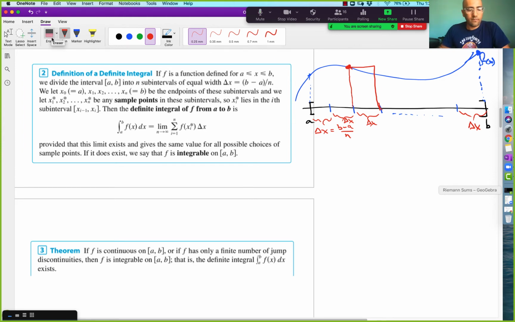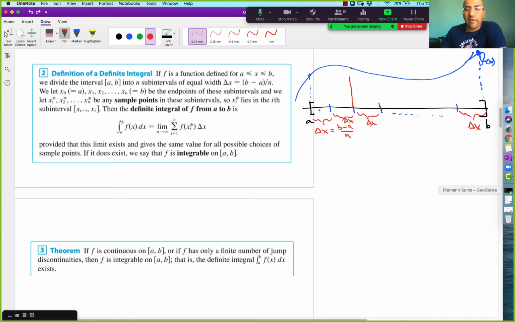Or should we go on this edge and go up to there and kind of go like that? That could be another choice for our rectangle, right? So where do we go? How do we figure that out? Okay, so that's what these little stars are. X sub 1 star, X sub 2 star. This is saying that for every rectangle, choose a value in there.